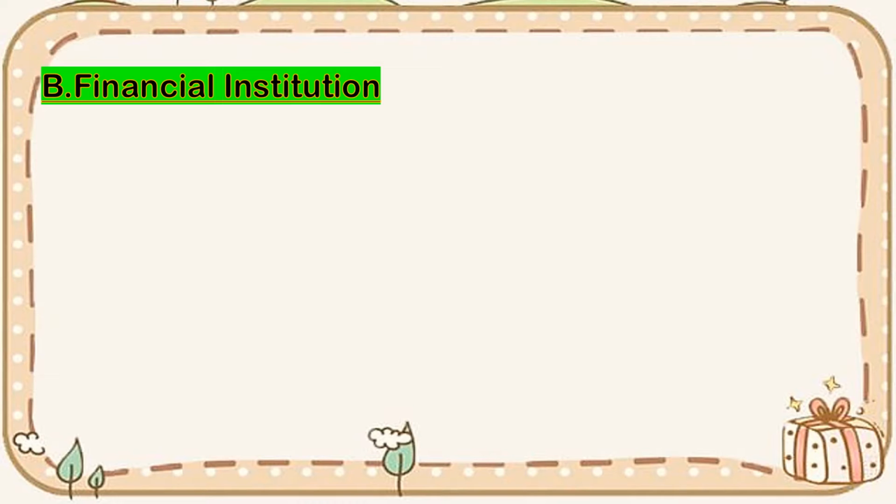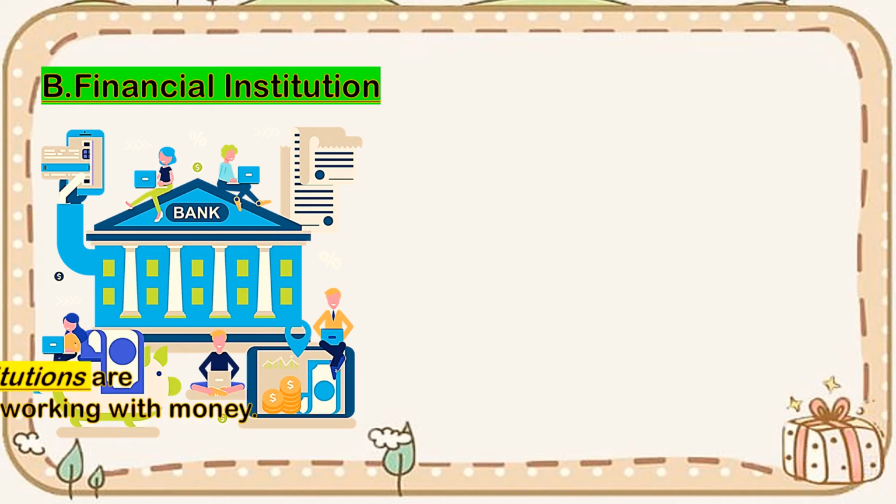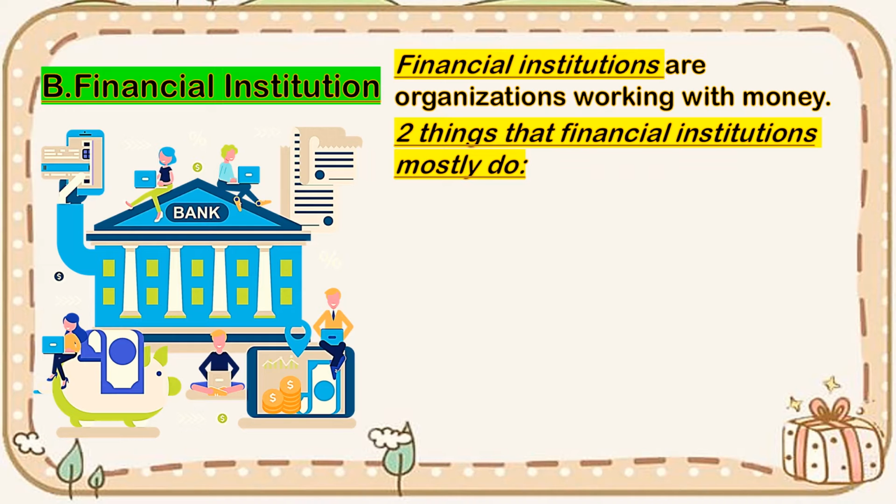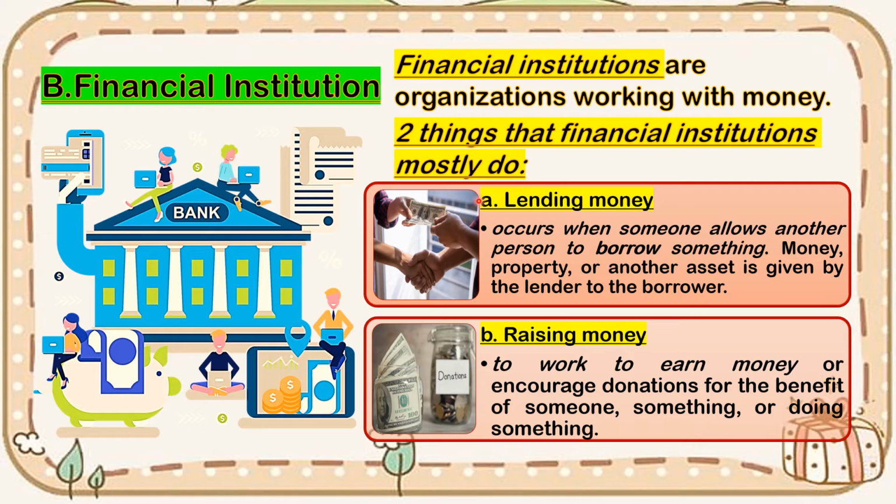Now, class, the second topic from last week is about financial institutions. Financial institutions are organizations working with money. There are two things that financial institutions mostly do. The first thing is lending money. It occurs when someone allows another person to borrow something. Money, property, or another asset is given by the lender to the borrower. The second one is raising money, to work to earn money or encourage donations for the benefit of someone, something, or doing something.